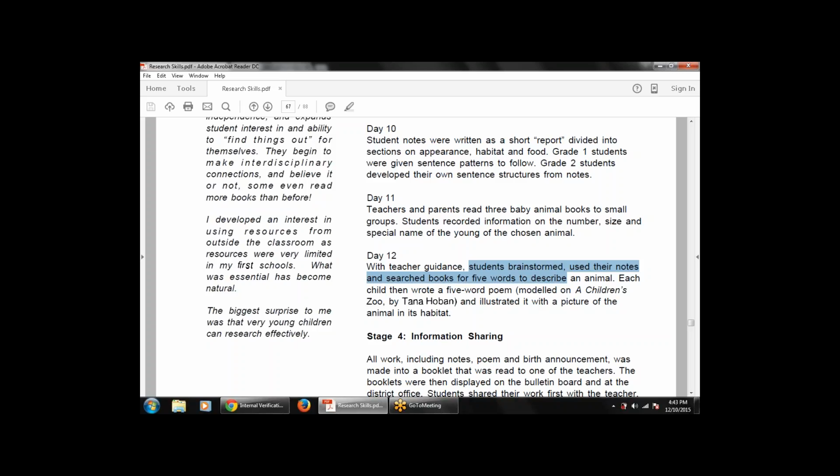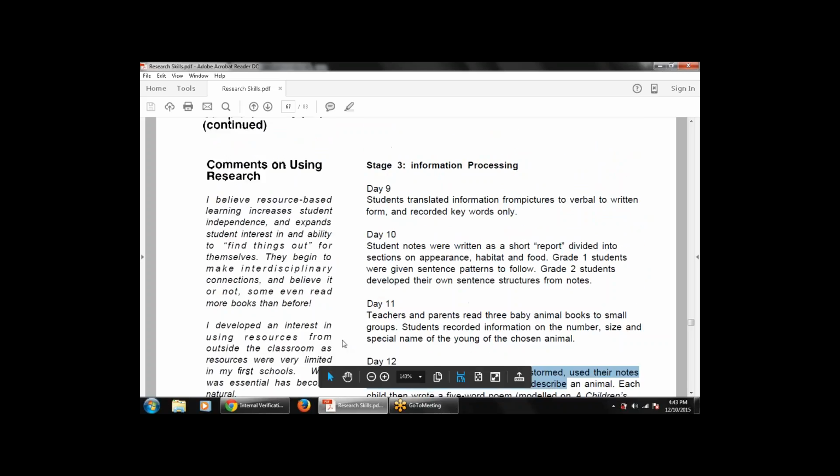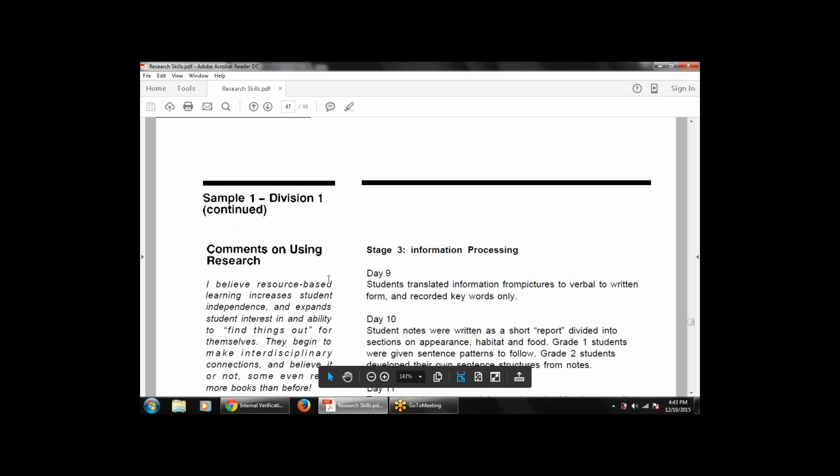So days 9, 10, 11 and 12 are the parts of stage number 3, that is information processing. The information is processed by getting it from the zoo and commenting on that information in various parts.